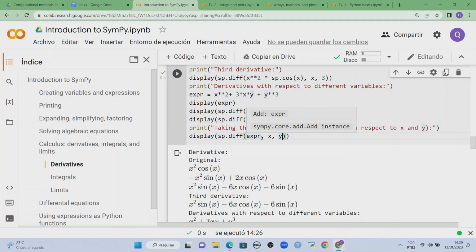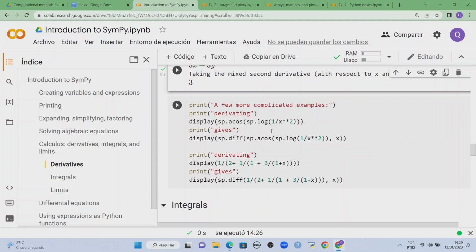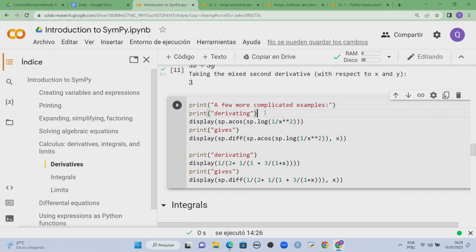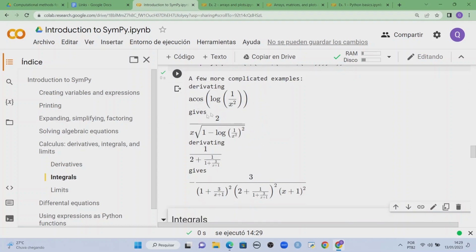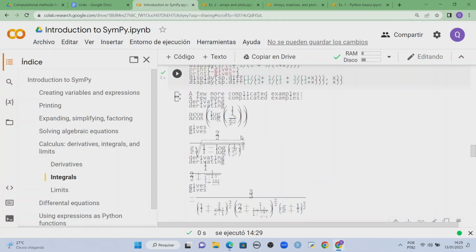Okay, so these expressions here were easy to differentiate, right? Let's see some a little bit more complicated. If we take this expression here, that is an r cosine of log of 1 over x squared, this is one that needs a lot of work in your calculus 1 course, right? When you differentiate this, you get this expression here, you see? This is possible to do with simple rules that you learn in calculus, but it's quite some work, okay?